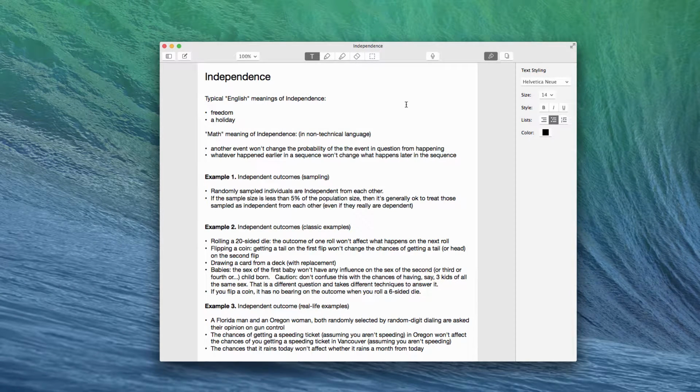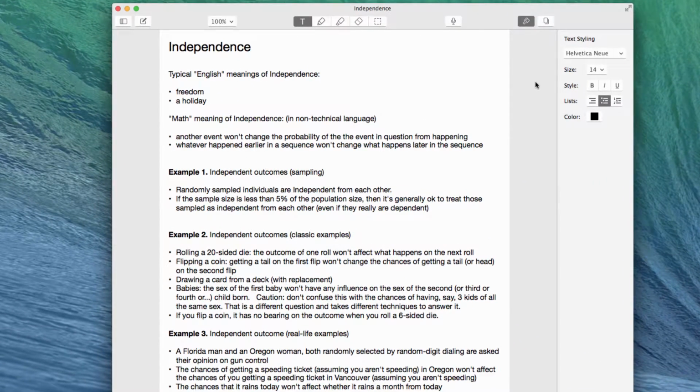In this video, we're going to talk about independence and how it relates to probability. If we talk about an English meaning of independence, you're probably thinking of freedom or the ability to do whatever you like, maybe even the holiday. But that's quite different than what we mean in math, even though there are some overlaps.